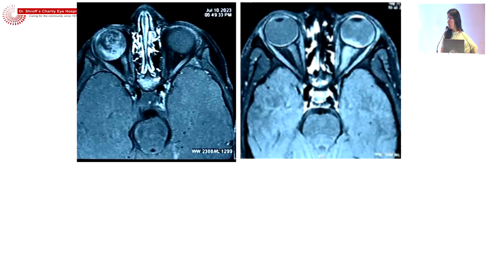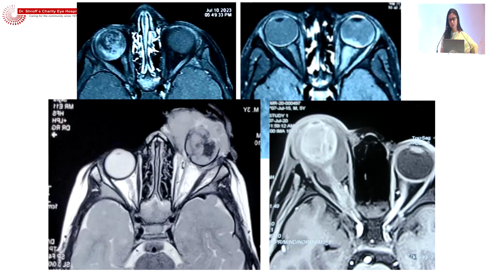So just to look at how well this staging system, specifically for stage 3, prognosticates survival, we took our own cohort of patients, and this was presented the day before yesterday in the free paper session. Here we took all the stage 3 tumors and looked at the imaging pattern of extraocular extension, whether the tumor is coming out via the optic nerve, or transscleral, or a combination of both, and what is the extent of the extraocular extension.